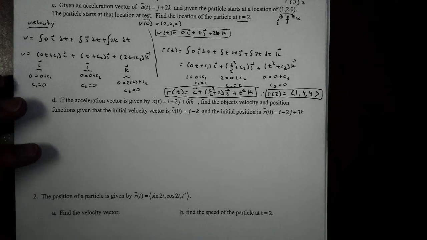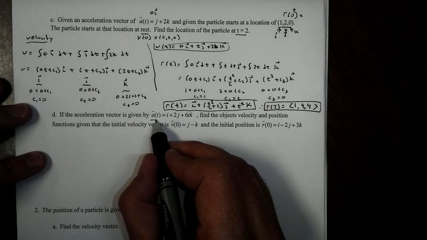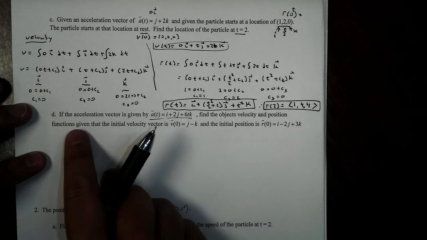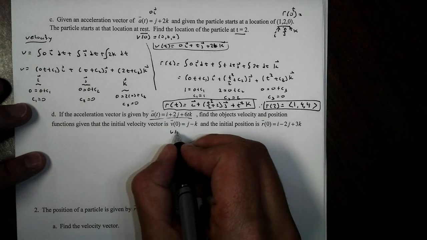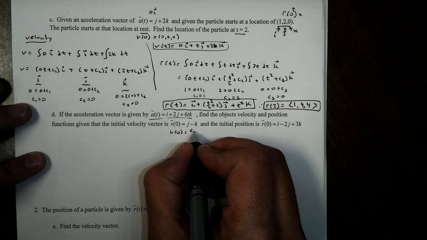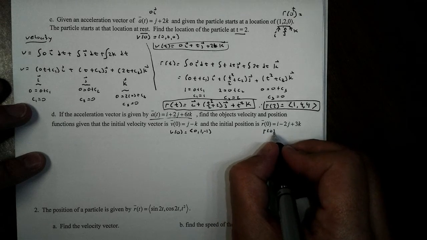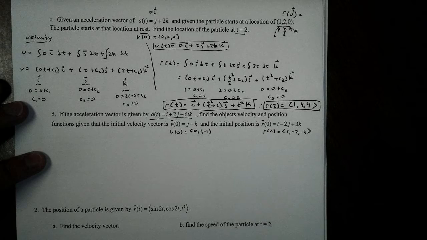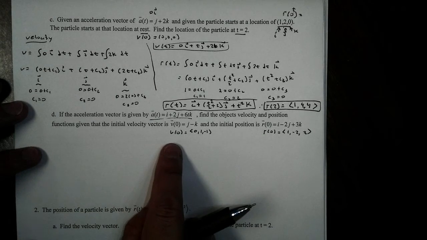Alright, question B. If the acceleration vector is given by this, so again, they're giving me the acceleration vector, find the object's velocity and position functions given the initial velocity vector. V naught is, now again, there's no I component, so they're telling me it's 0, 1, negative 1, and my initial position, R naught, is 1, negative 2, 3.